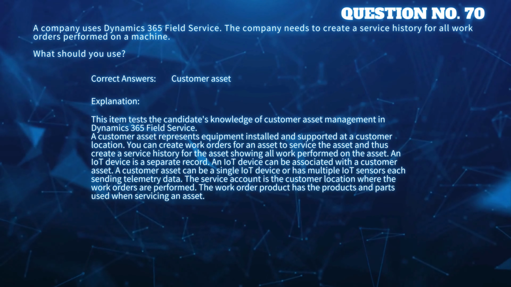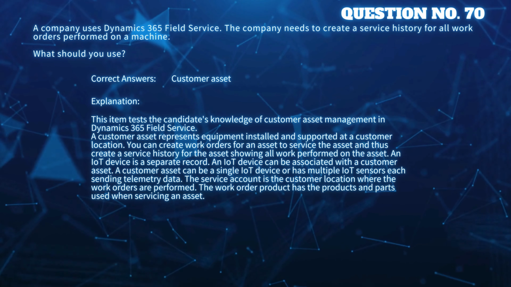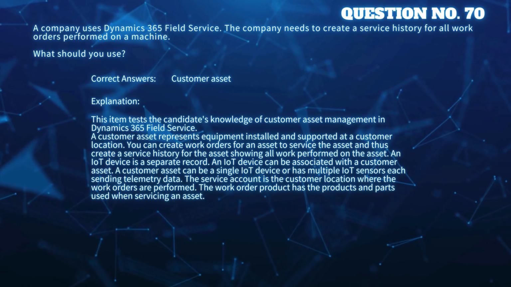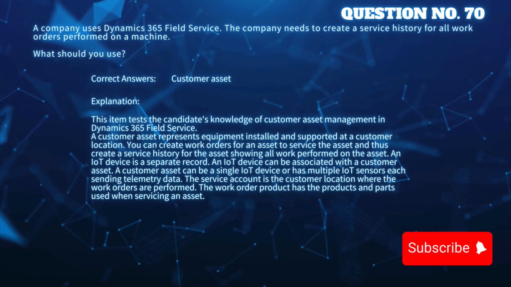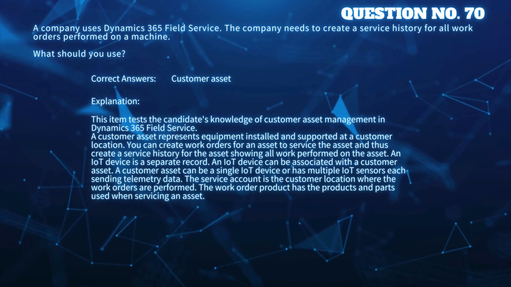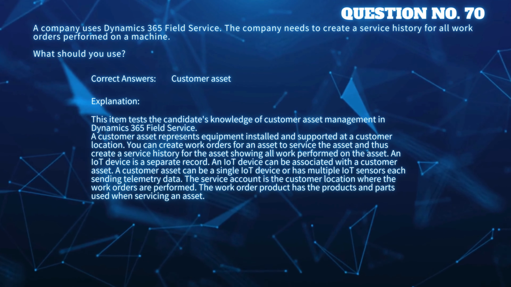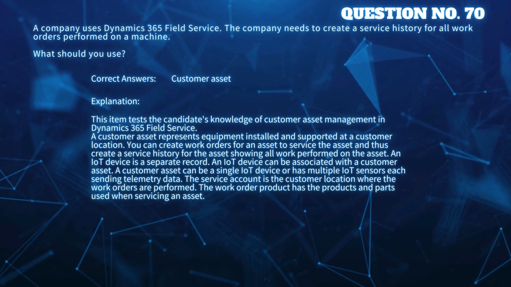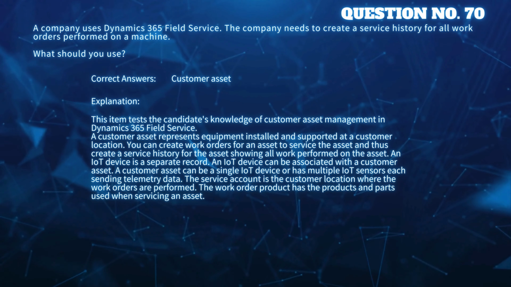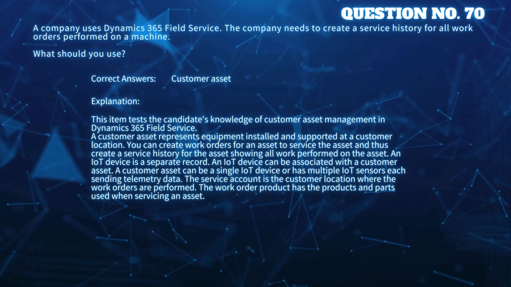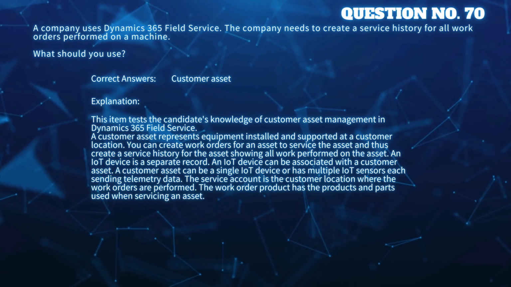An IoT device can be associated with a customer asset. A customer asset can be a single IoT device or has multiple IoT sensors each sending telemetry data. The service account is the customer location where the work orders are performed. The work order product has the products and parts used when servicing an asset.